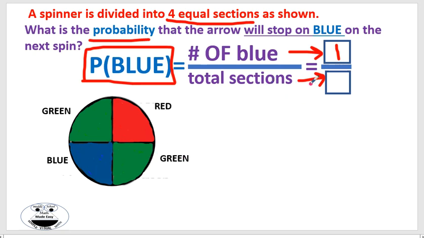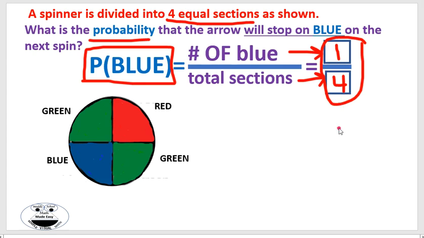And then the total number of sections here on the bottom, so 1, 2, 3, 4. There are 4 sections. So the probability that the arrow will stop on blue on the next spin is 1/4, or 1 to 4. And we can also represent this as a decimal or a percent.